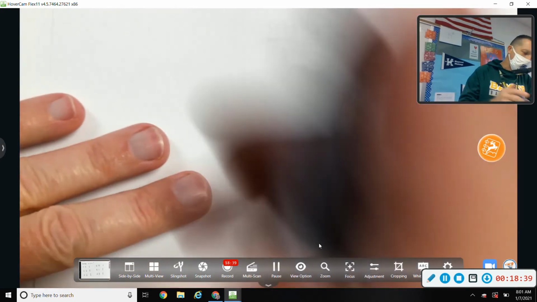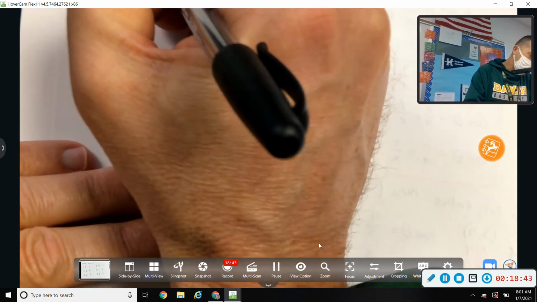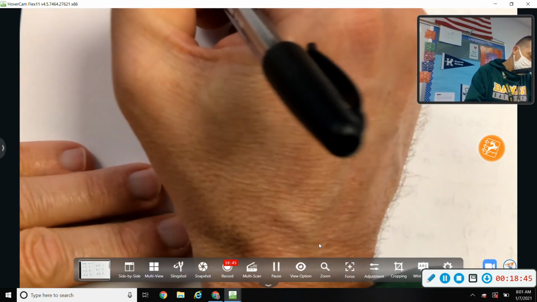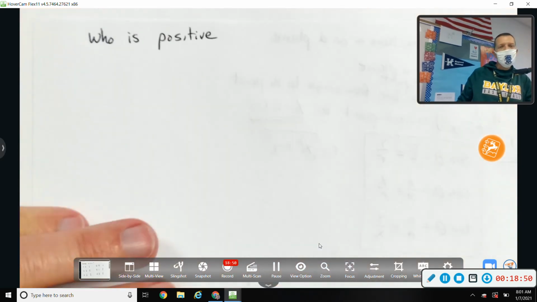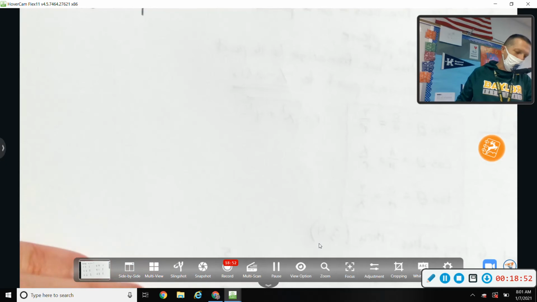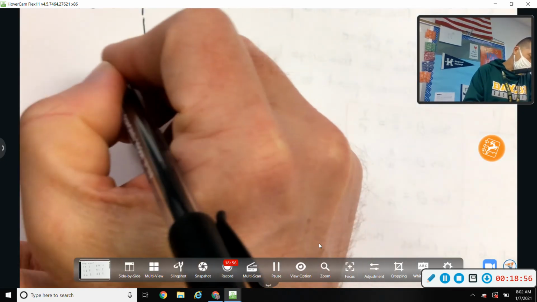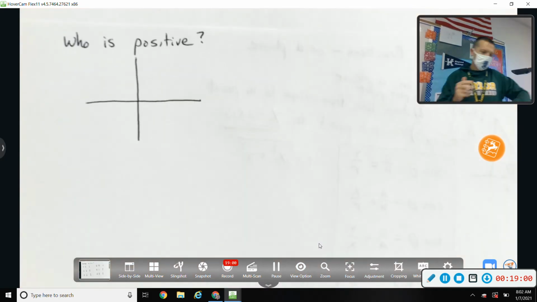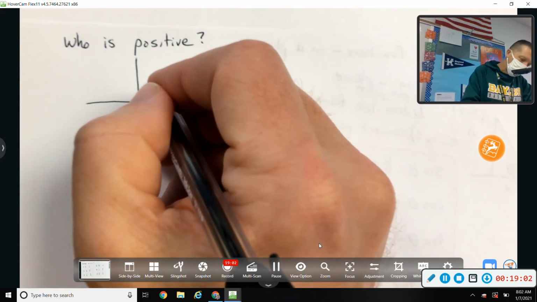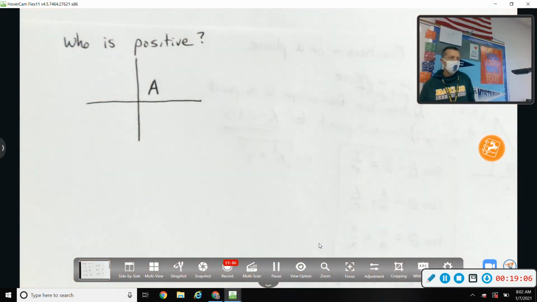Now, there's one little picture that'll make sense of all of that. And I will see this on tests the rest of the semester, and that's okay. I still write it on my stuff when I'm working on it. Who is positive? Well, here's how we remember who's positive by quadrant. In the first quadrant, they were all positive. That makes sense. Everything's positive in the first quadrant.